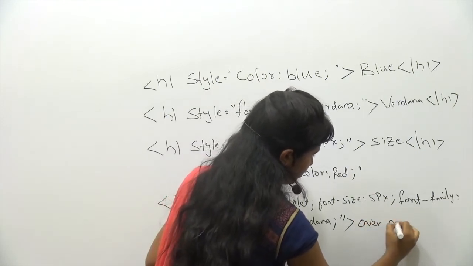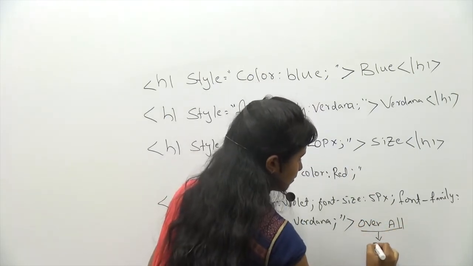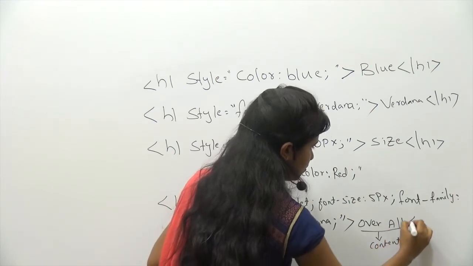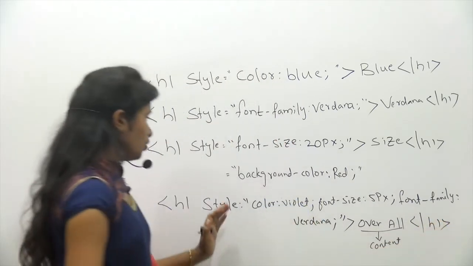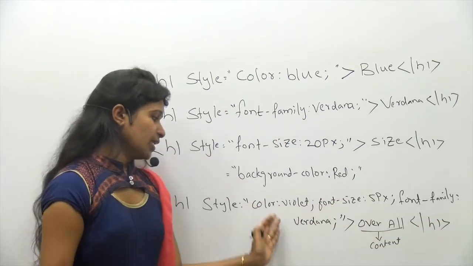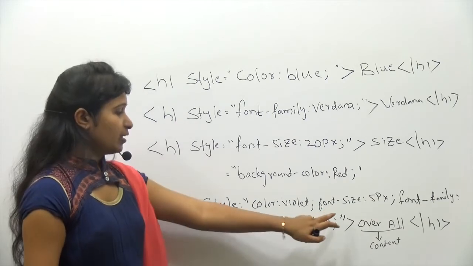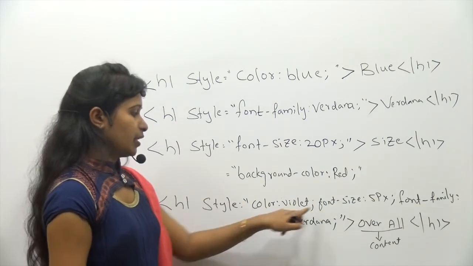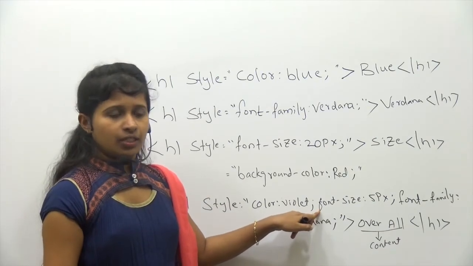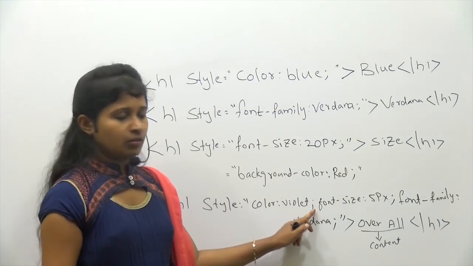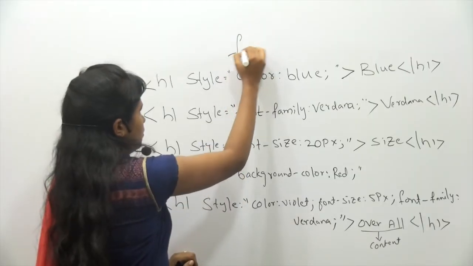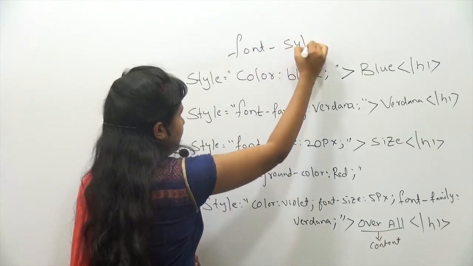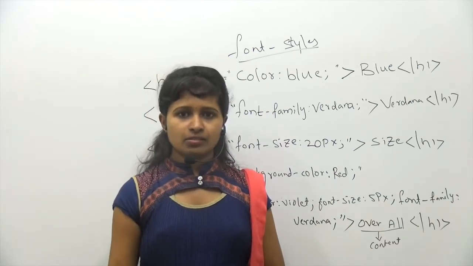End this, close this, and write the content here. Overall is my content here, and I am closing my H1. You can also give different styles in one style attribute, but they must be separated with a semicolon. That is the flow we need to go with. This belongs to the font styles.